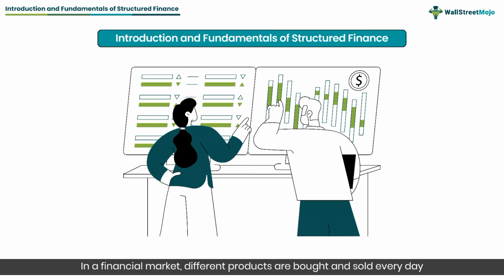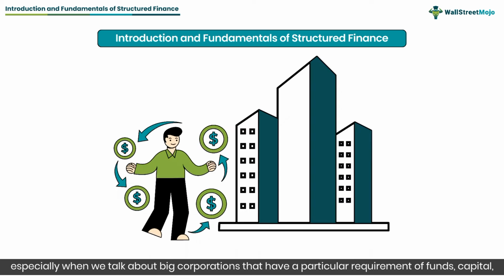In a financial market, different products are bought and sold every day by hundreds and thousands of investors, traders, financial entities, banks, government, and technical people. Everyone who is a part of the financial market plays their role in making the product reach from point A to point B. But then, how are these financial products cultivated, especially when we talk about big corporations that have a particular requirement of funds, capital, and need to tend to major financial issues? So, again, let us start with the definition.